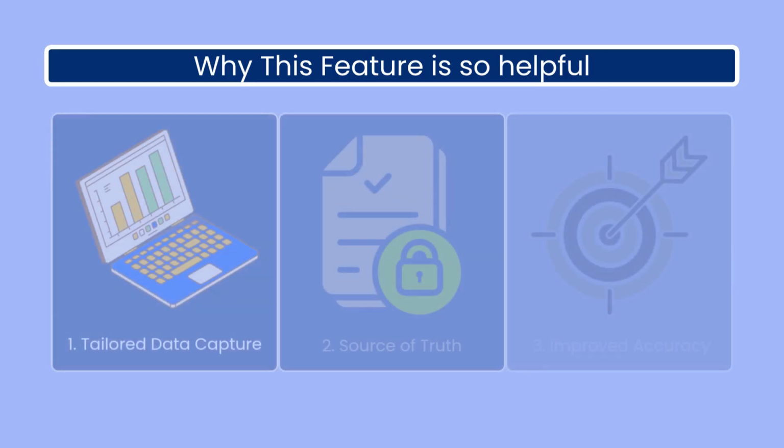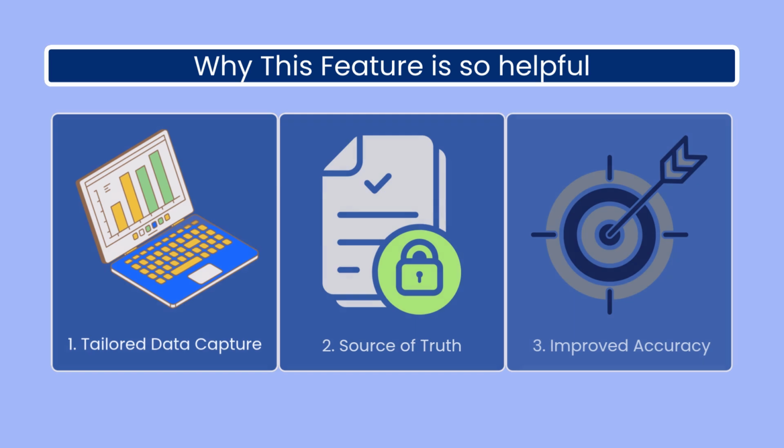Why does this feature matter? Well, every factory is different. User-defined fields allow you to create a single source of truth for data that isn't standard, like shelf life or specific mixing instructions. By capturing this info directly in the system, you improve data accuracy and overall system health, ensuring everyone is on the same page.